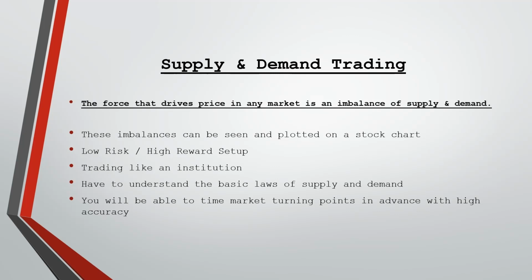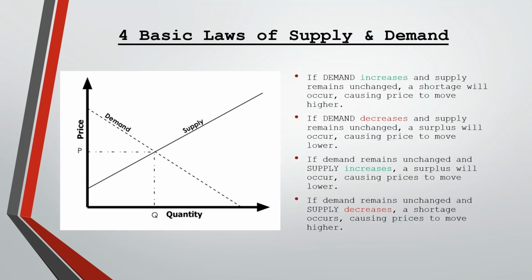We can find these turning points in the market with high degree of accuracy because we are trading with the institutions. So, let's understand the basic laws of supply and demand, and I'm sure some of you guys know these. The four basic laws of supply and demand are: law number one, if demand increases and supply remains unchanged, a shortage is going to occur. And if a shortage occurs, it's going to cause price to move higher, right? Law number two: if demand decreases and supply remains unchanged, a surplus will occur, causing price to move lower.